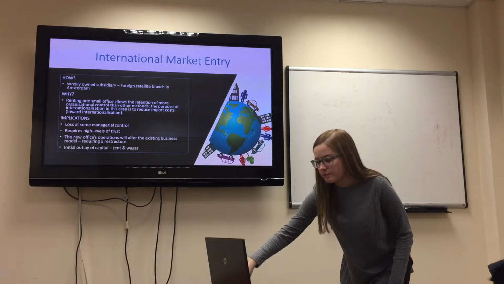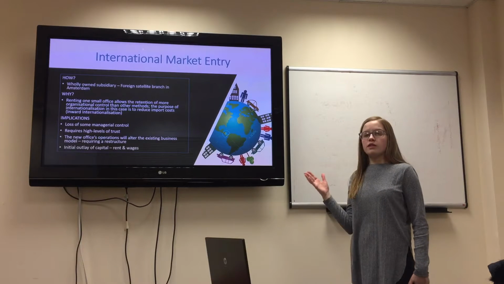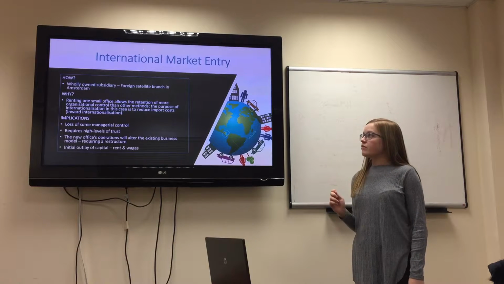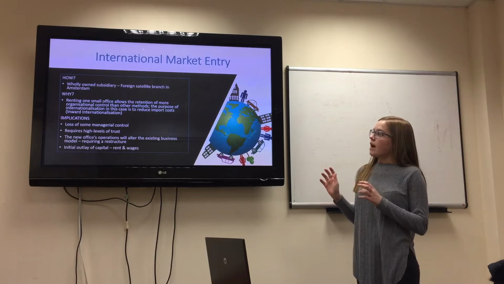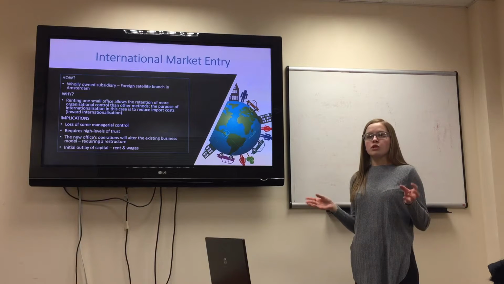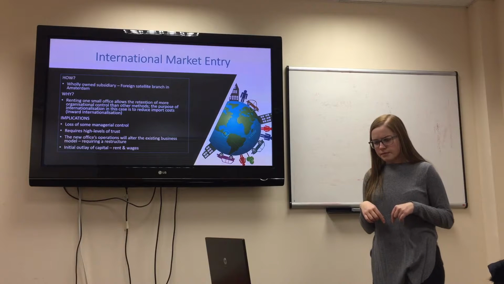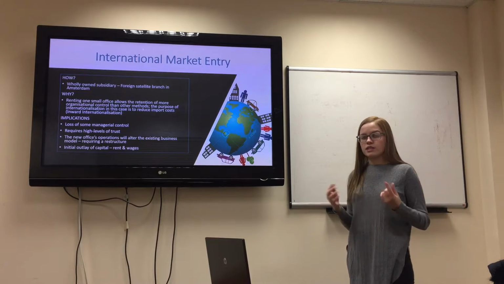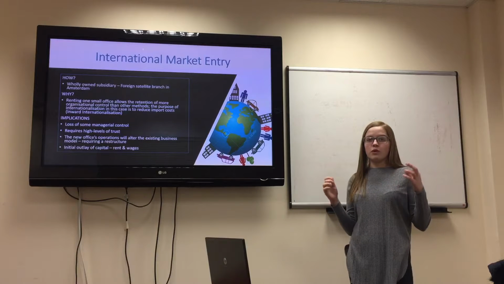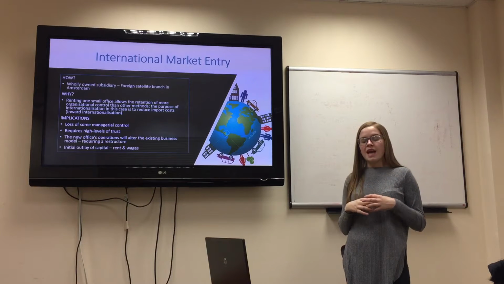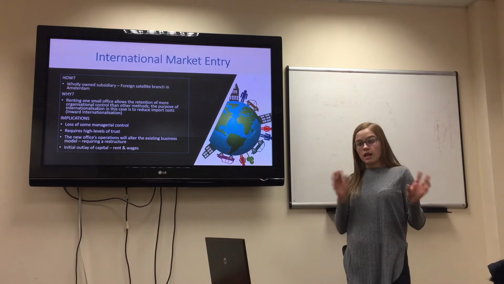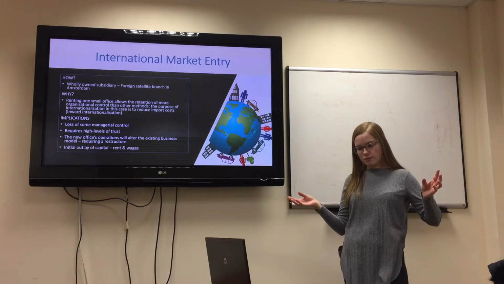International market entry. So how would they do that? A wholly owned subsidiary seems to be the best option. The reason for that being that renting one small office allows a retention of more control here at head office. So the purpose of internationalisation in this case is to reduce importation costs. So they only need a small branch, they don't need a storage system, they just need one or two people to be a connect in between China and the UK.